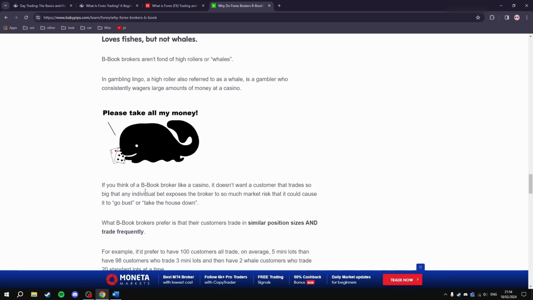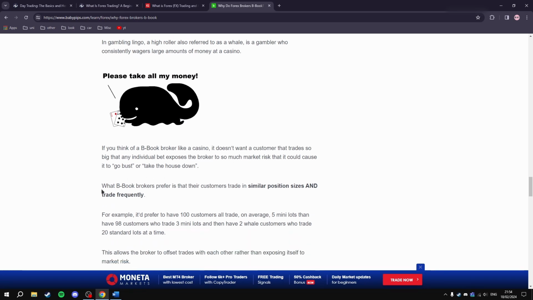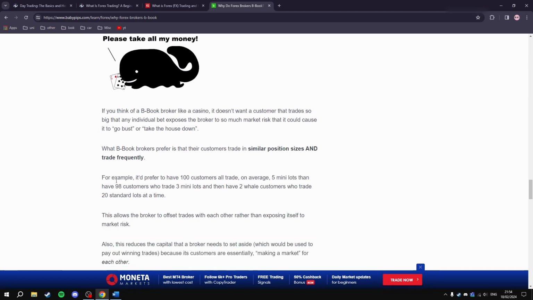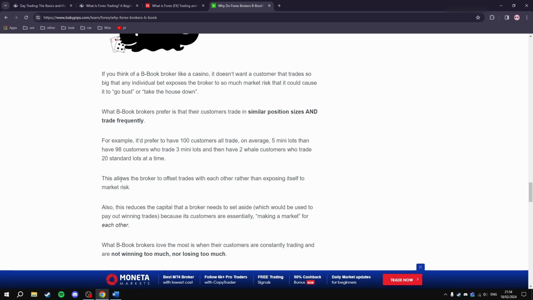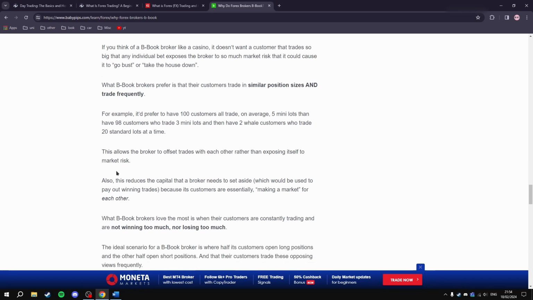If you think of a B-book broker like a casino, it doesn't want a customer that trades so big that any individual bet exposes the broker to so much market risk that it could cause it to go bust or take the house down. What B-book brokers prefer is that their customers trade in similar position sizes and trade frequently. For example, it would prefer to have 100 customers all trade on average 5 mini lots, than have 98 customers who trade 3 mini lots, and then have 2 whale customers who trade 20 standard lots at a time. This allows the broker to offset trades with each other rather than exposing itself to market risk.